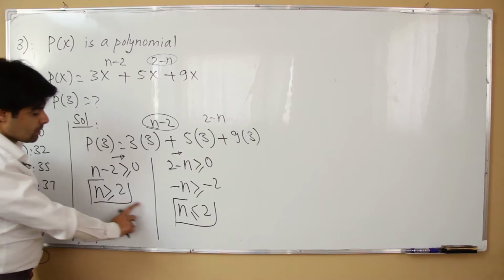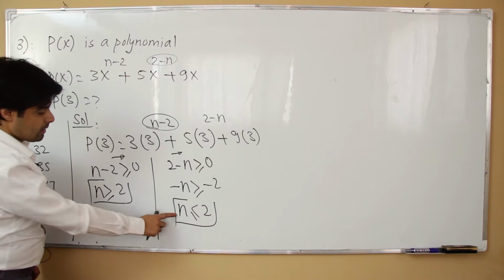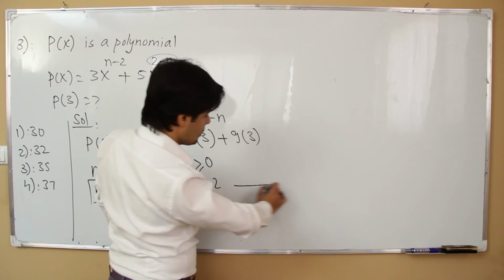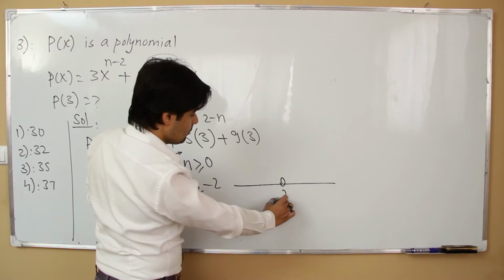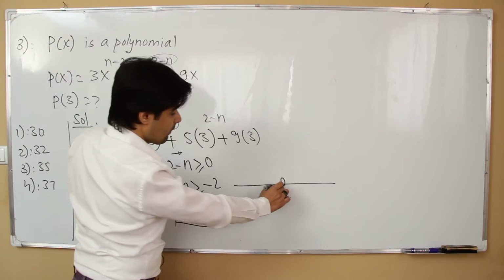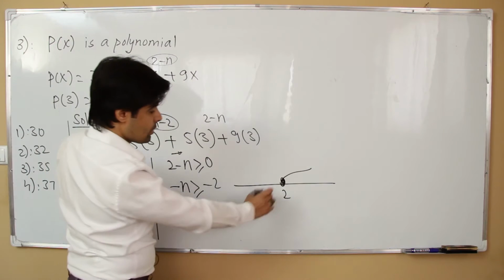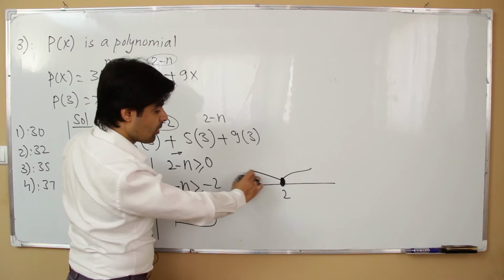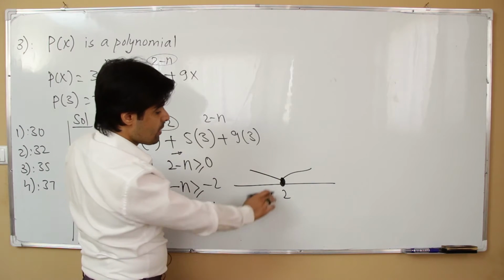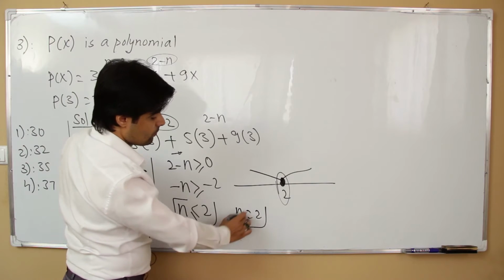Now these two are in the same question, so you have to find the intersection of these two. So you will find this is 2. The first one is telling us that you can have 2 and greater than 2. The second one says you can have 2 and smaller than 2. Now where is the intersection of both? It is 2, so n should be 2.